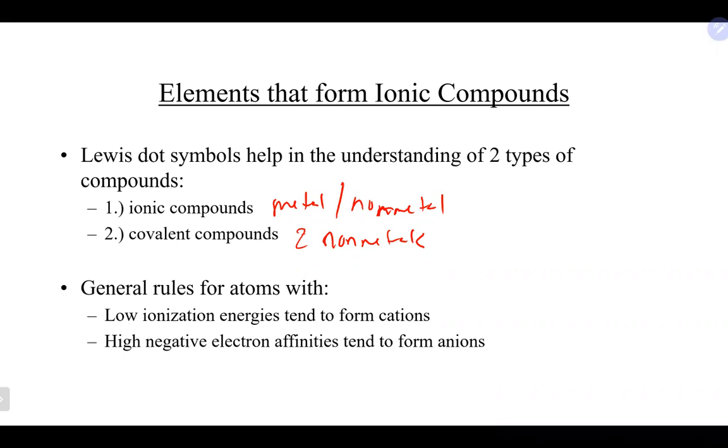Left and down on the periodic table, we have low ionization energy and low electron affinity. And that pretty much means take my electrons, please. They don't really want to hang on to their electrons. It's really easy for them to remove their electrons.